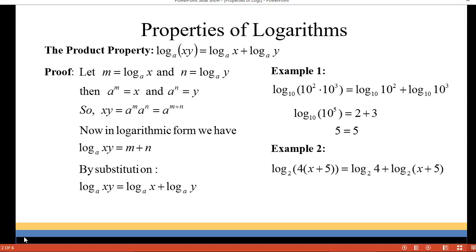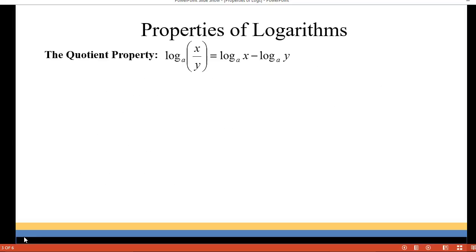For something that has a variable in it, you want to expand the logs. So in this case, we had log base 2 of 4 times x plus 5, which you can rewrite as log base 2 of 4 plus log base 2 of x plus 5. You can't do anything with the x plus 5 term, but log base 2 of 4 is 2 because 2 squared is 4.